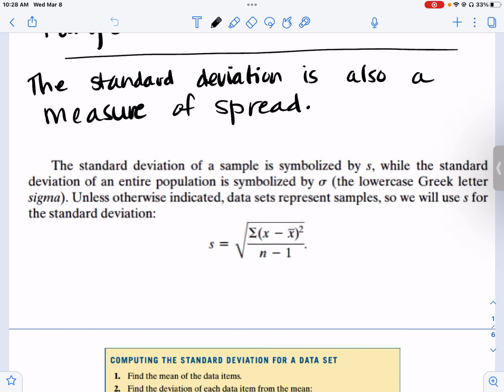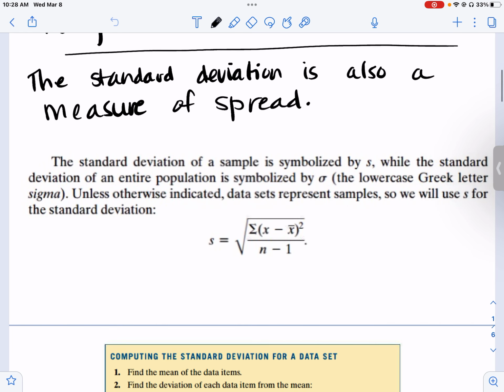The standard deviation is also a measure of spread. The standard deviation of a sample is symbolized by S, while the standard deviation of a population is another thing, okay? But we're not going to be using that. So we're just going to be using this formula S. Okay, we take the square root.